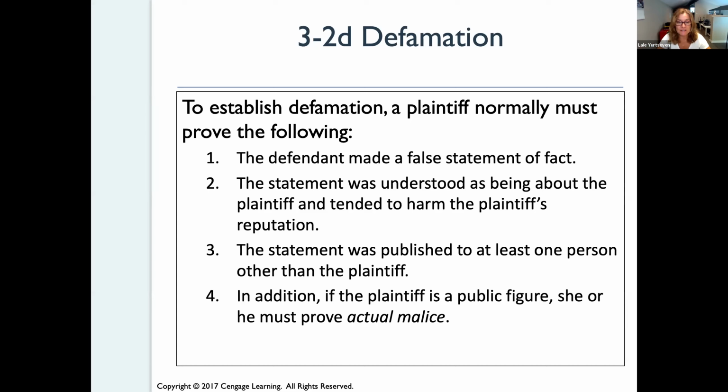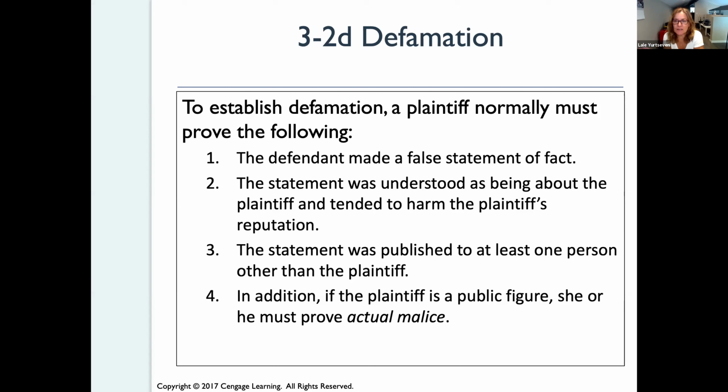The statement was published to at least one person other than the plaintiff. So if you say something directly to somebody and nobody else is around, you could say anything you want, insult the person, say bad words, make false statements to that person. But nobody else is there to hear it. So that's not defamation. That's just being rude, and you can't sue based on defamation. There has to be at least one person that saw it, or it has to be published somewhere, right? If the person is a public figure, a famous person, he or she must also prove actual malice. So if the person suing is a public figure, they have to prove that it was intended with malice, right?